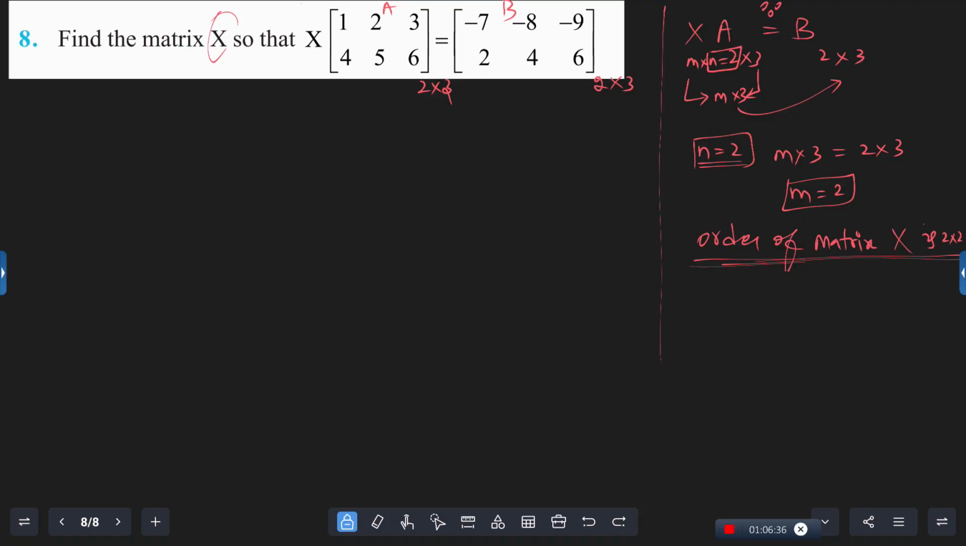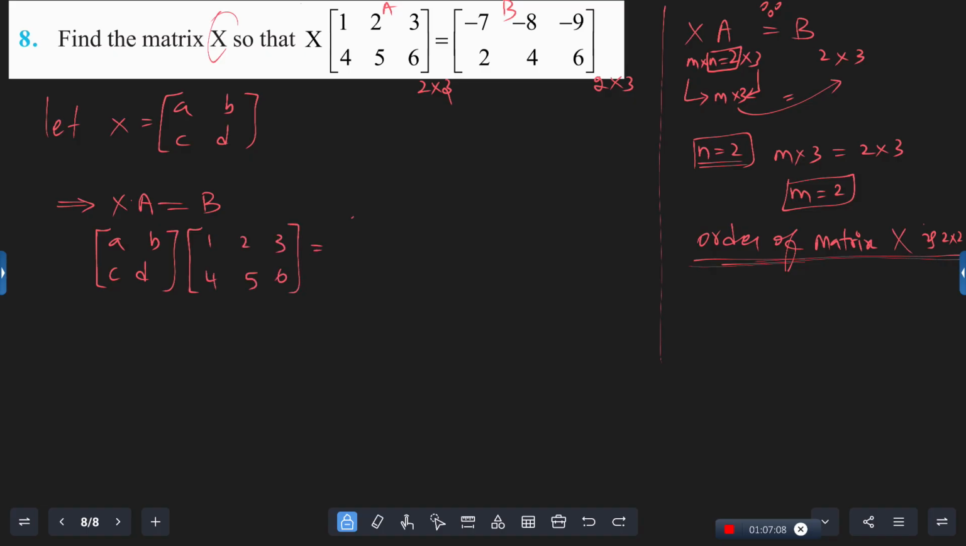So when you make both equal, you will be getting it here. Now I am going to take the X matrix as 2 by 2, normal a, b, c, d. That you apply here, children. This implies X matrix multiplied with A matrix equals B. X matrix has a, b, c, d. And the A matrix is 1, 2, 3, 4, 5, 6. And B is minus 7, minus 8, minus 9, 2, 4, 6.